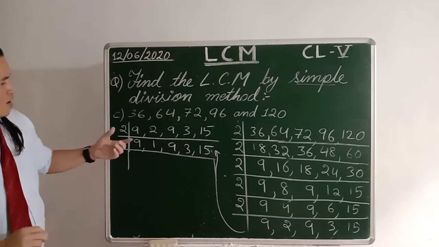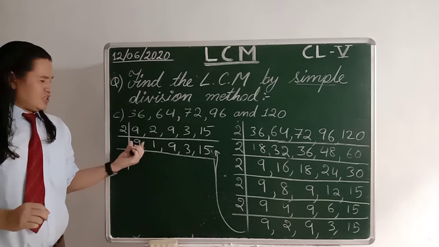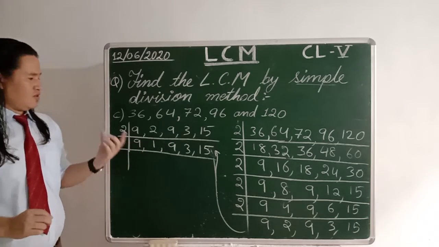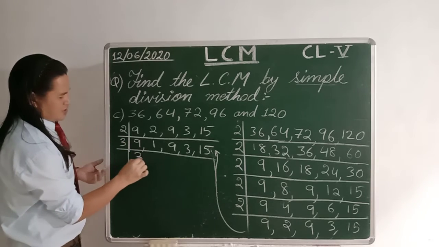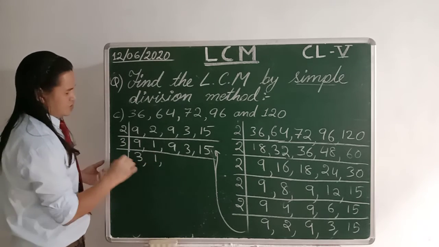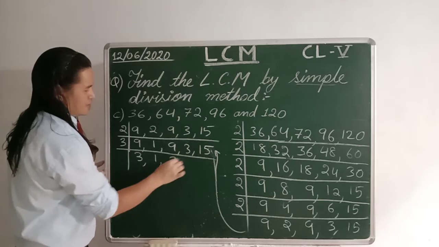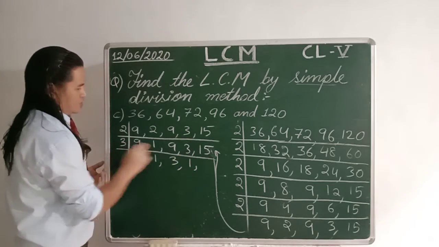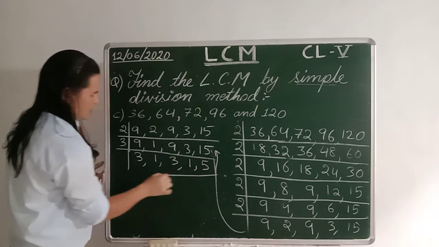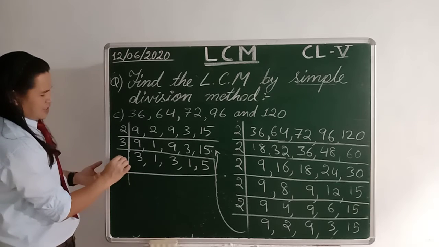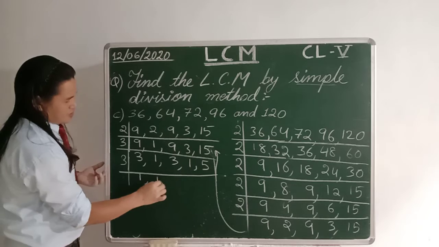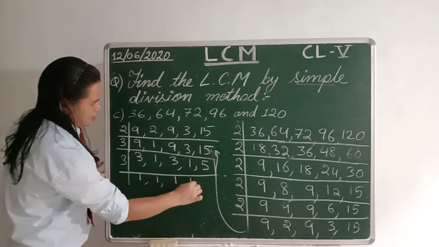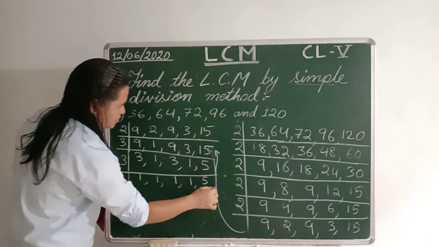So here, now what we can see, all the numbers are odd. So we'll break down by 3. 3 3s are 9, 1 as it is. 3 3s are 9, 3 1 is 3, and 3 5s are 15. Again we'll break down by the odd number, that is 3. 3 1 is 3, 1 as it is. 3 1 is 3, 1 as it is, 5 as it is.